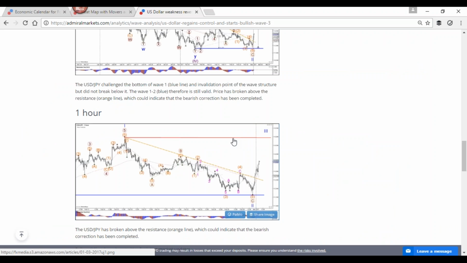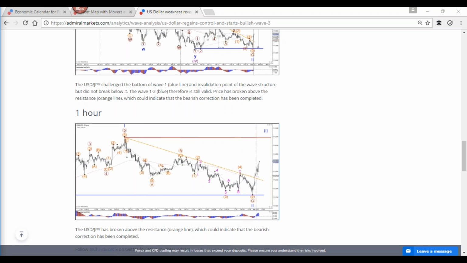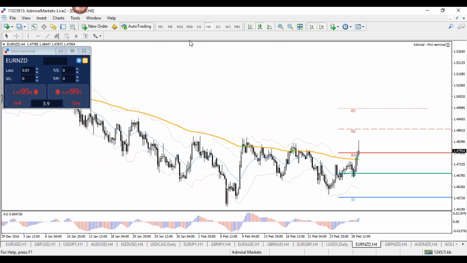So here are some practical thoughts about the waves and fibs at this time.